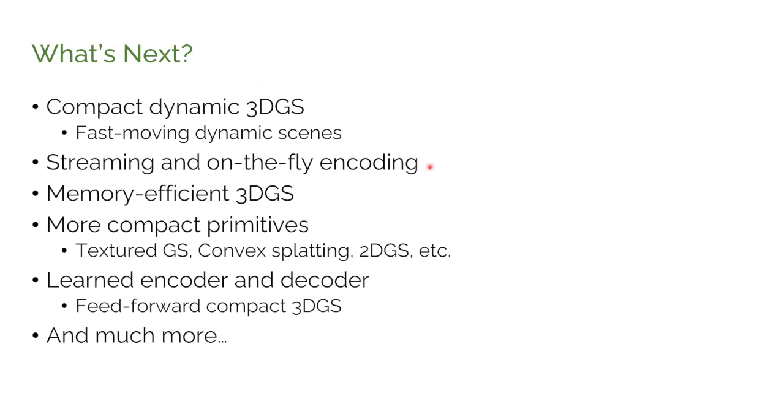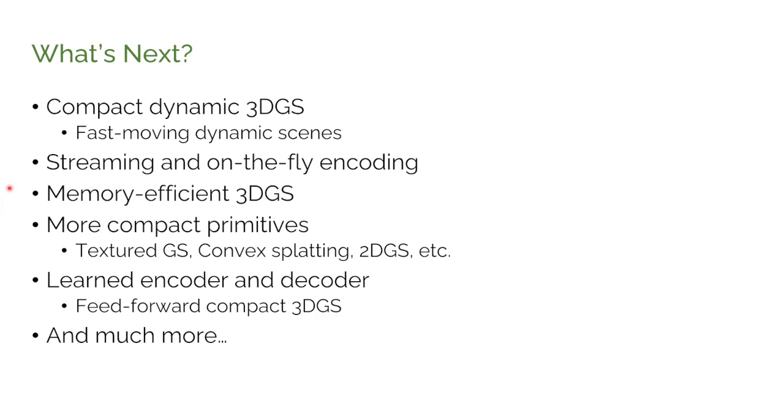If you think about live streaming of dynamic 3D scenes, then these techniques are going to be really important. The third bullet is memory-efficient 3DGS. So far, we have talked only about storage requirements, but at the end of the day, we want to render this representation on a small smartphone or edge devices. In that case, working memory is really important. So we have to have a really great representation to be able to run on those edge devices.